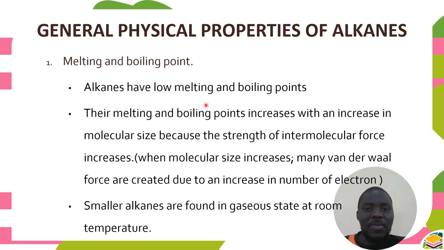Alkanes have lower melting and boiling points. So this is the physical property that we can get. Alkanes have low melting and boiling points, but their melting and boiling point increases with an increase in molecular size. Let us first of all dwell on this. The melting and boiling point increases with increase in molecular size.